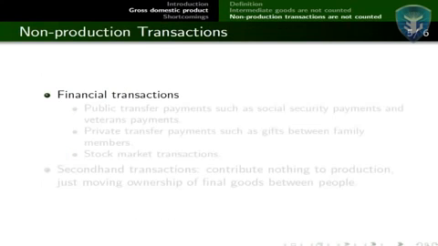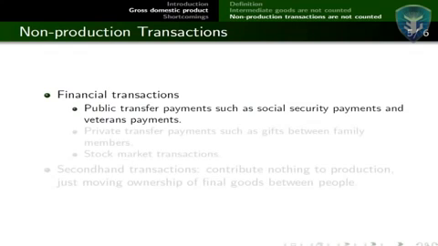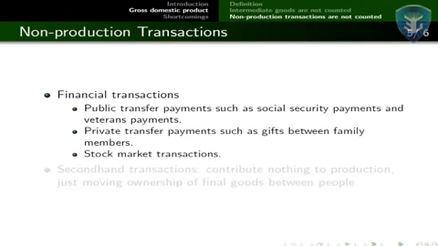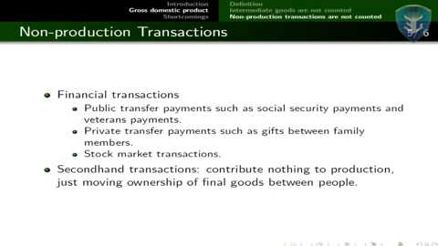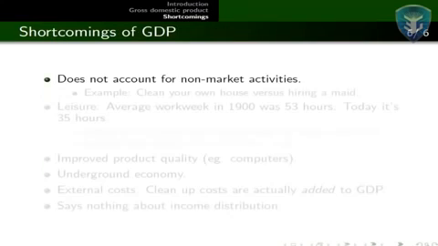Well, what's not counted? Financial transactions are not counted, such as public transfer payments, such as Social Security payments and veterans payments, private transfer payments, such as gifts between family members, and stock market transactions. All these financial transactions are not actually used to exchange goods and services, so they're not counted. Secondhand transactions are also not counted, as they contribute nothing to the production of final goods and services. They are simply just moving ownership of final goods between people.